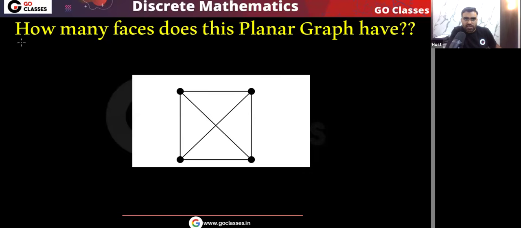What is the number of faces in this graph? This is a planar graph, I already know. Yes, this is a planar graph. But how many faces are there?